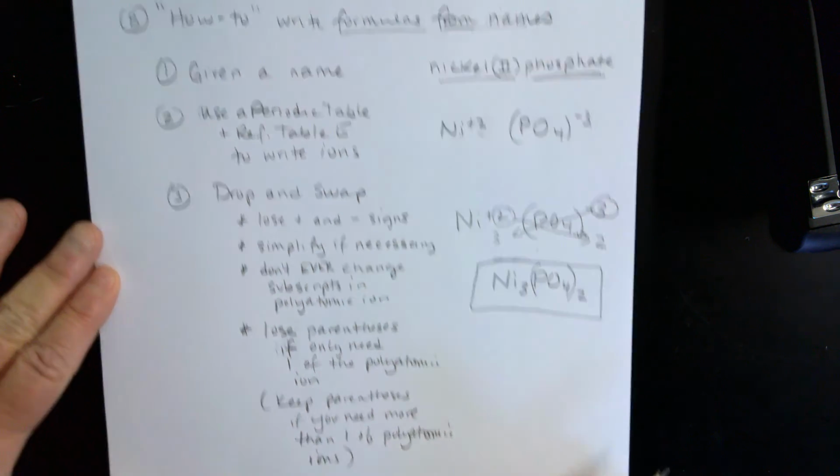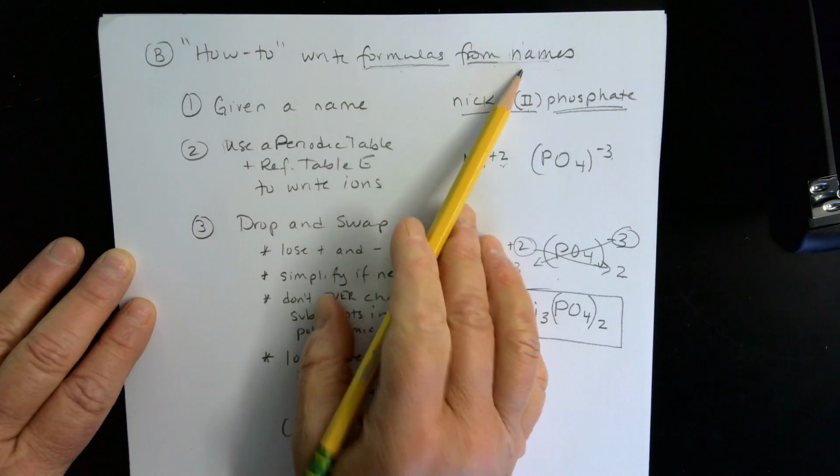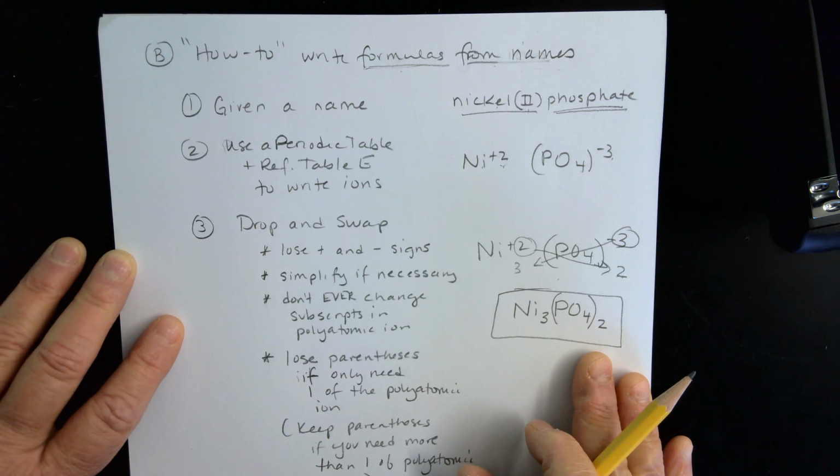So there you go. There's your set of instructions on how to write chemical formulas from names for ternary ionic compounds. These are compounds containing polyatomic ions.